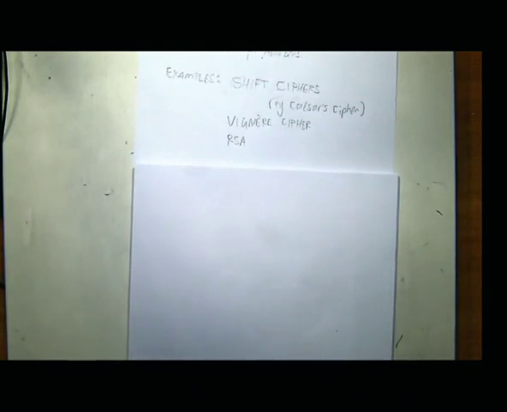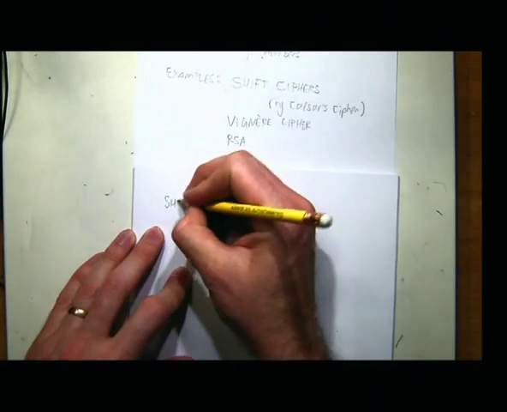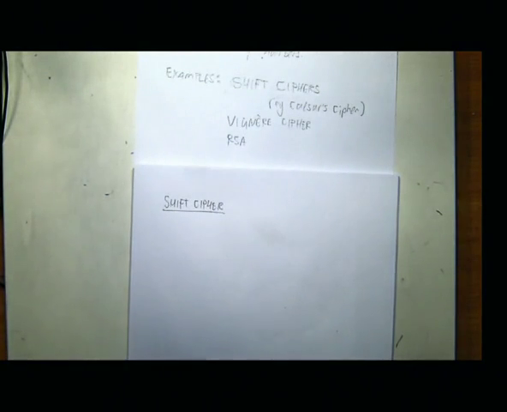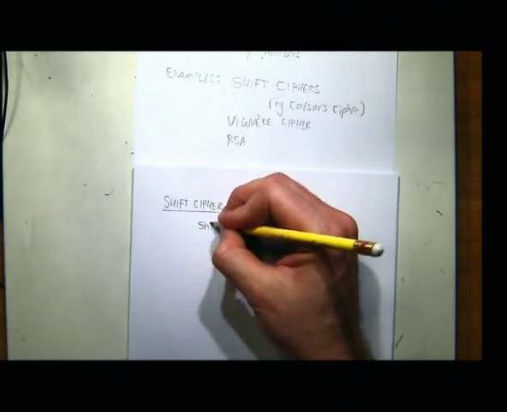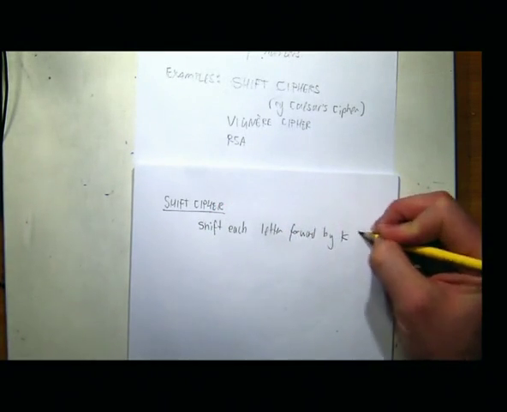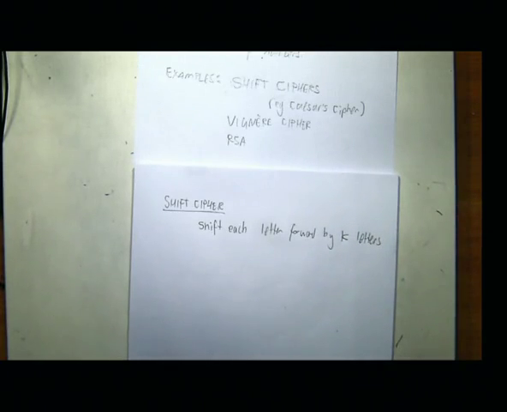Okay, so let's see. I'm just going to write down what they actually are. So now that I've found all of them, let's go back and find what they are. Let's see. A shift cipher: you shift the alphabet forward by however many letters. Okay? Cool. And Caesar's is when the K is 3.